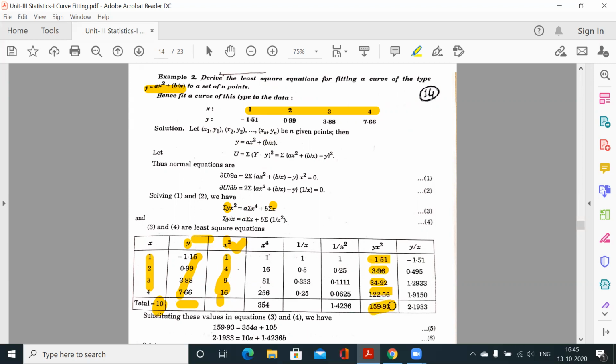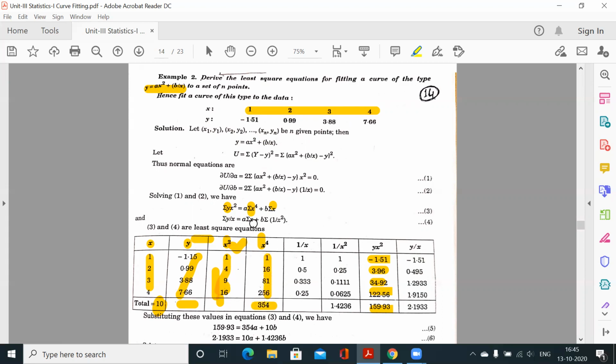Clear? Next the summation. What else do we need? We need the summation of x to the power 4. So calculate x to the power 4 first. Either you calculate the fourth power of these values or the square of these values, because this is x square. So x square into x square is x to the power 4. So the squares of these values: 1 square, 4 square, 9 square, 16 square. So this is x to the power 4.